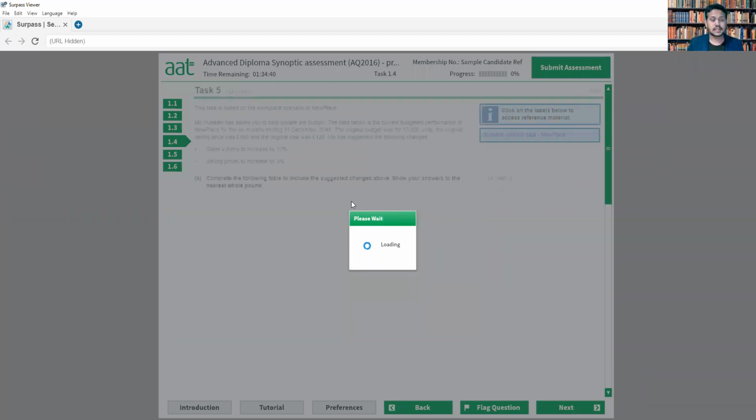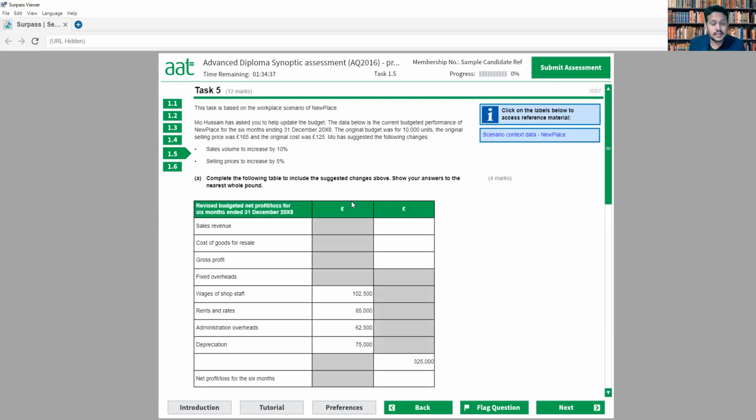So this question, task 1.4, is a scenario based question, and it looks like a budget. They're asking for the revised budget net profit for the 6 months ended 31st December 2018. So they have asked us to revise the budget for the 6 months. Let's try to understand the question. First we're going to read the requirement.